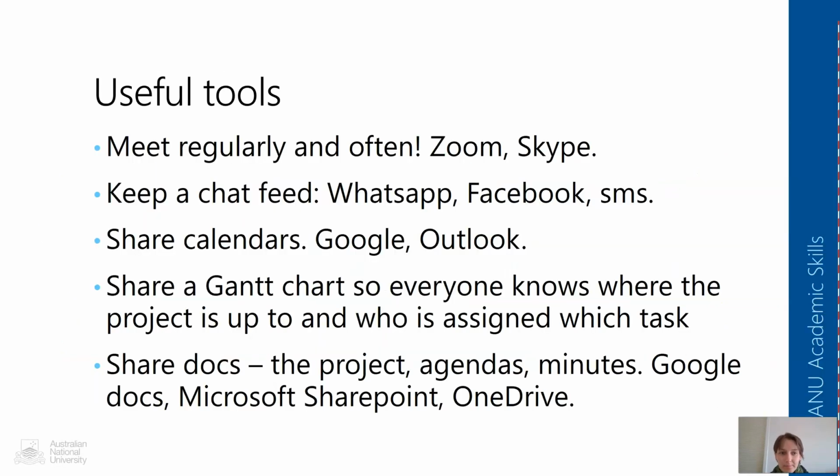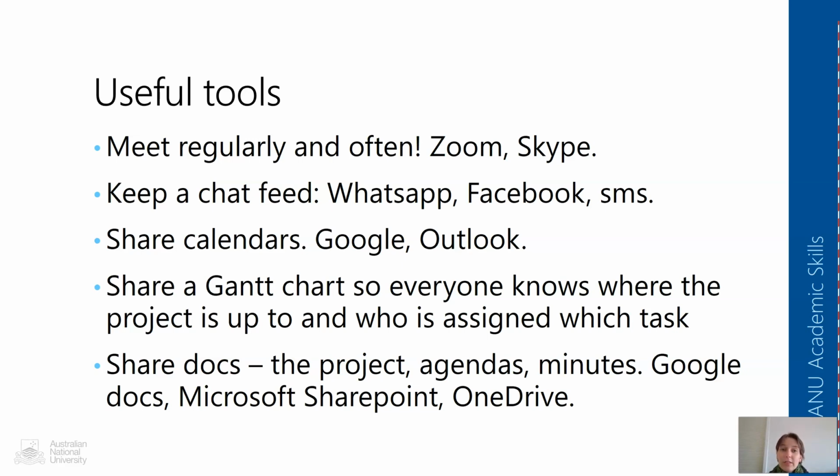So some useful tools in terms of online collaboration is to use a meeting platform where you're able to meet regularly and easily to be able to talk, and Zoom and Skype are good for that, where you can actually talk to each other and see each other's reactions and so on. Another thing is to keep a chat feed, so emailing or WhatsApp or Facebook and so on, just to have a regular check-in and see how everyone's going, and just to kind of form that social aspect of your team. Also, make sure that you share your calendars to be able to update each other on how we're going, where our team meeting is going to be.